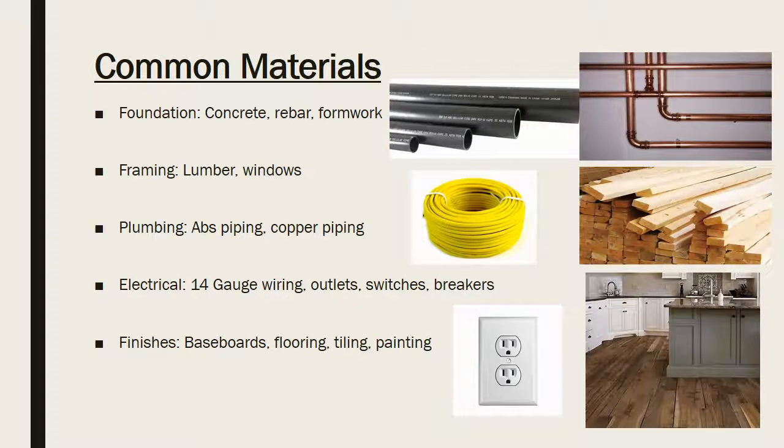So the common materials that you'll see on a housing construction: for the foundation, you would see your normal concrete, rebar, and formwork that would be needed. For framing, you have your lumber and your windows. For plumbing, you have ABS piping and copper piping. Electrical, you have your 14 gauge wiring, your outlets, switches, and breakers. And there were also different gauges of wiring, such as 12 gauge. However, 14 gauge was the most common that I saw for your outlets and switches, etc. And for finishes, you have baseboards, flooring, tiling, painting, and all of these were very common throughout houses that you would see.